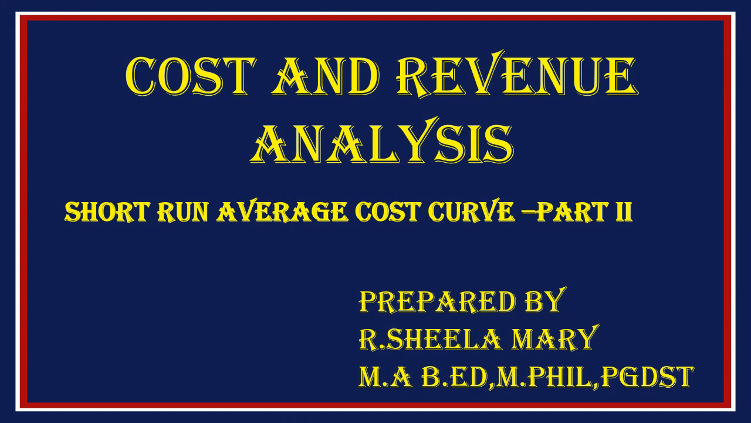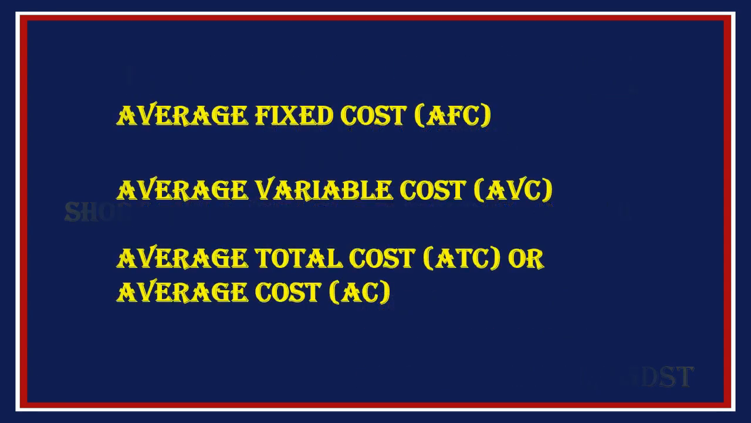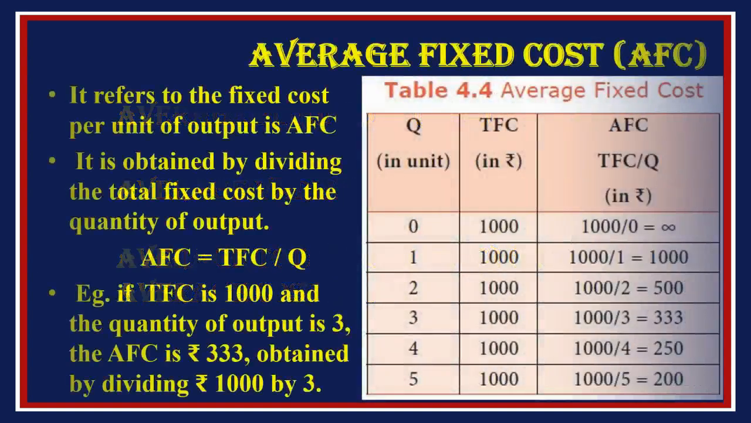Hello everyone. Today we are going to learn cost and revenue analysis, where we are going to look at the second part of short run cost curves. Under short run average cost curves, we have three types of curves called average fixed cost, average variable cost and average total cost. Let's learn one by one.